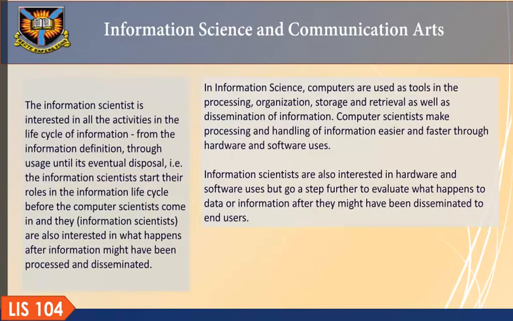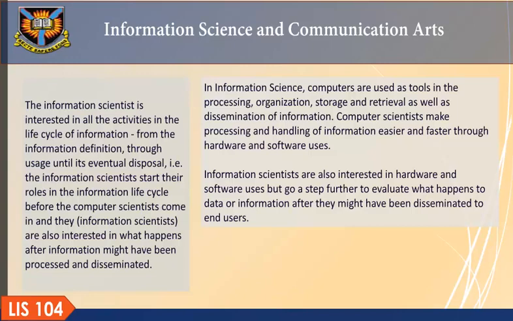The information scientist is interested in all the activities in the life cycle of information, from the information definition through usage until its eventual disposal. That is, the information scientists start their roles in the information life cycle before the computer scientists come in, and they, information scientists, are also interested in what happens after information might have been processed and disseminated.